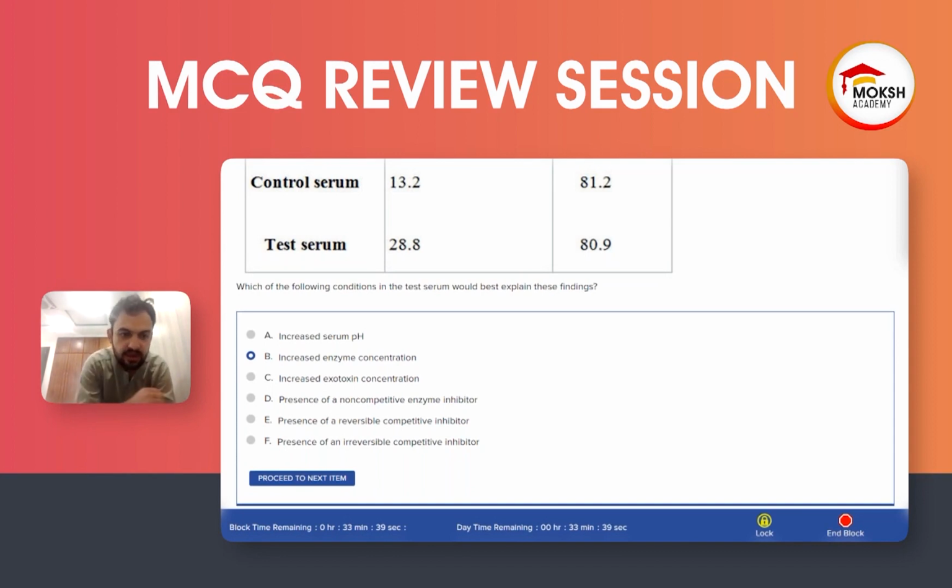Okay, the right option here is choice B. If you increase the enzyme concentration, then the maximum velocity of the reaction also increases. Here the test serum Vmax is increased. It means the velocity, or the speed of the reaction, in the test serum is increased because we increased the enzyme concentration there. Which enzyme? The enzyme that cleaves the glutamate valine bond in that exotoxin.